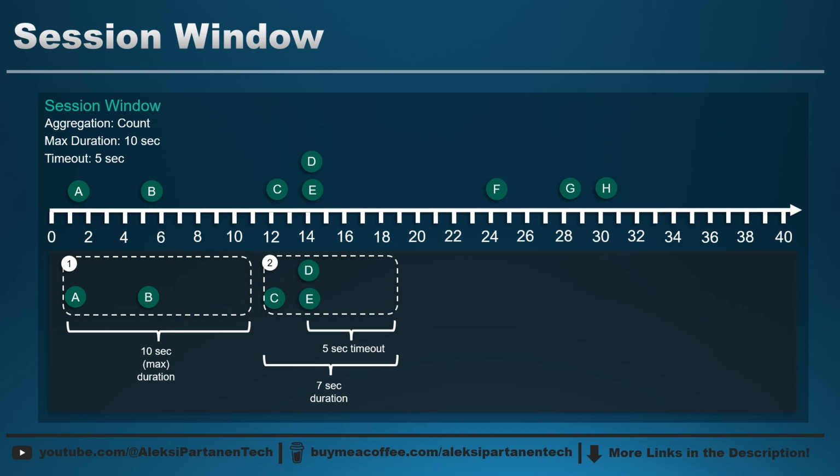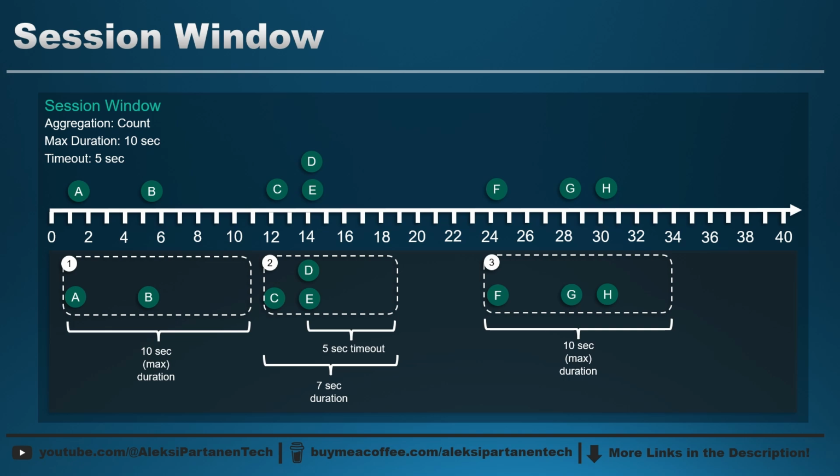Then we have our third window that will run that full 10 seconds from event F and include events G and H also. As we can see now, we don't get any overlap since we are not partitioning this data anyway, but it would be possible that we could have different types of events coming in, and then we would start sessions for those independently and have some overlap in our sessions.